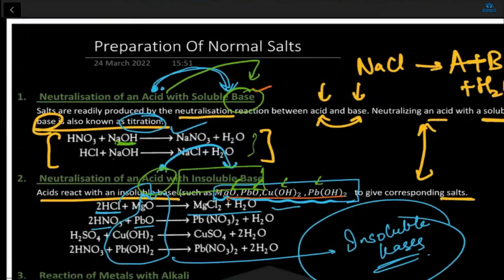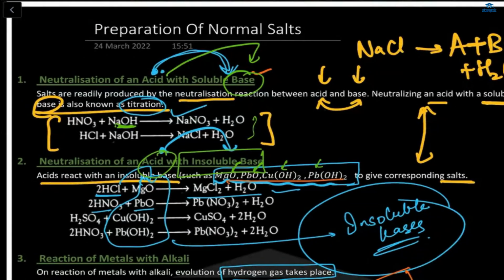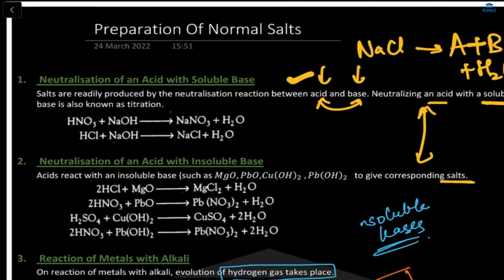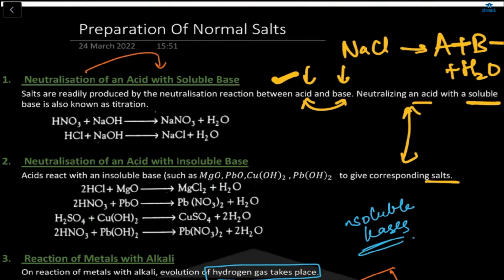Okay. So, three more methods are there. Neutralization of an acid with a soluble base. First, we are neutralizing an acid with a soluble base, and next we are neutralizing an acid with an insoluble base. So, first of all, the neutralization of an acid with a soluble base is what? Here, the salts are produced with the reaction of an acid and base. So that is called neutralization of an acid with a soluble base.